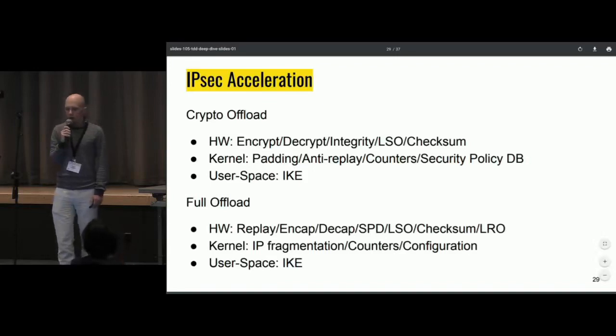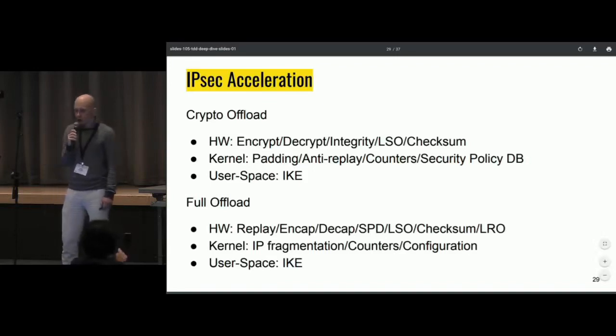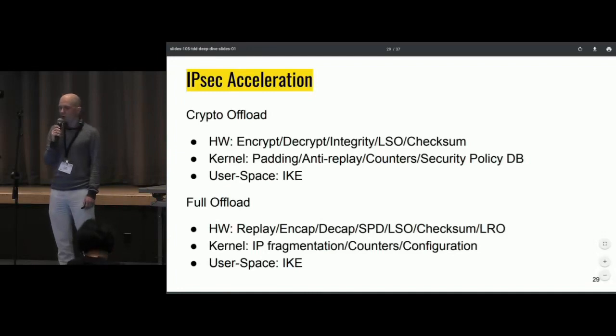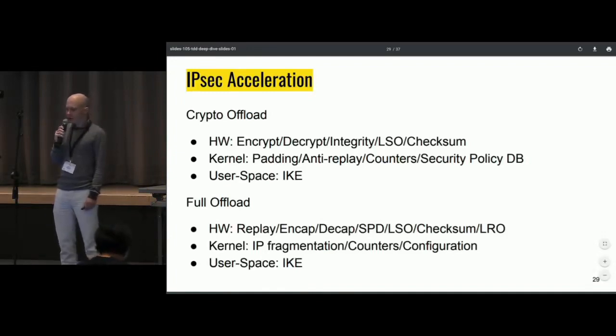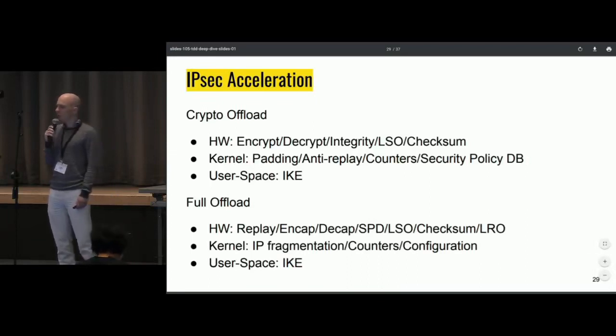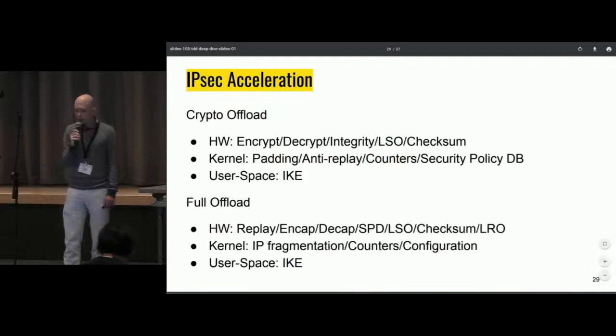The other model we have is a full offload. By full offload, what we mean here is that the hardware is responsible for adding the IPsec headers on transmit, and of course removing them on receive. This can lead to additional savings in host resources. It is clearly also more complicated to implement in the hardware.